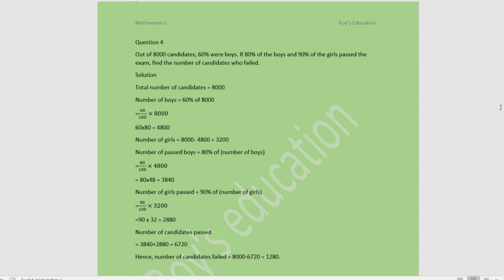We were discussing the problems on the percentage and its application. So in the previous classes also we have discussed about this percentage and applications few sums. So today also we are going to discuss about this.